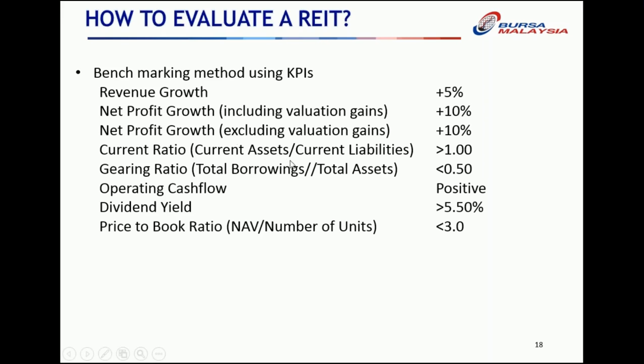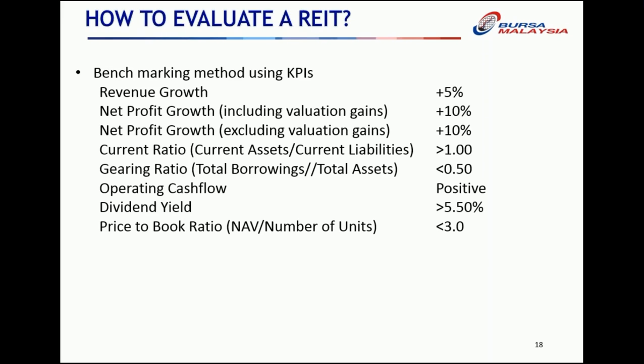Now, the other thing is the current ratio, which is the current assets divided by current liabilities. It must be more than 1. Why? Current assets are those that can be converted to cash easily, whereas current liabilities are those that the company must pay within a one-year period. So that is why it must always be more.